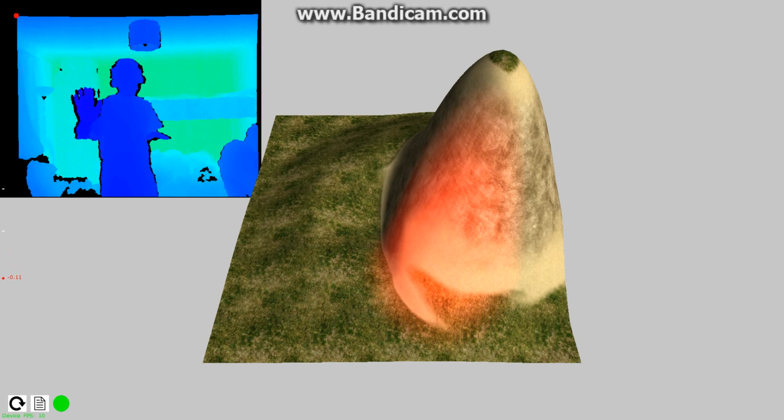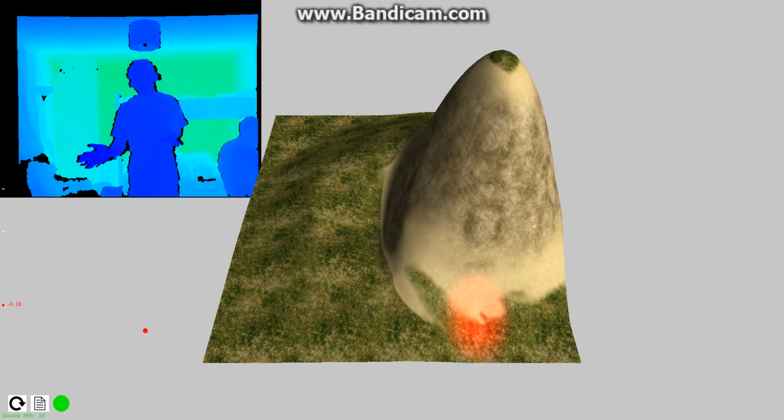And then when I drop my left hand below the lowest the radius can go, as soon as it sees my hand, I can then interact with the UI.